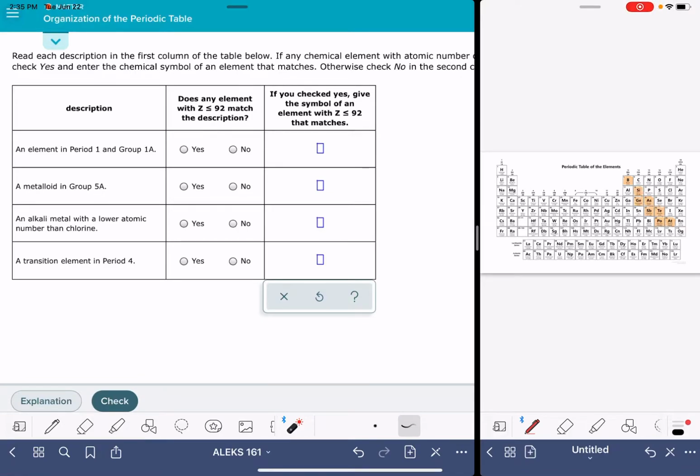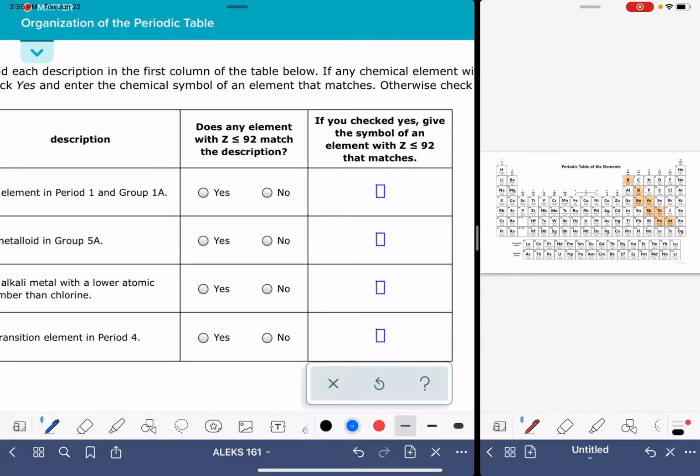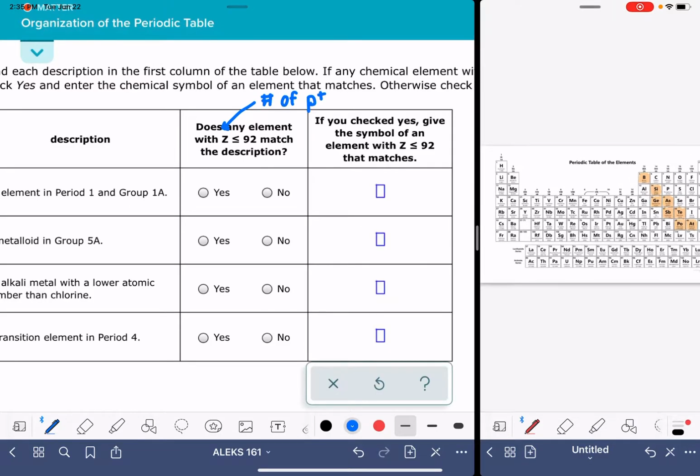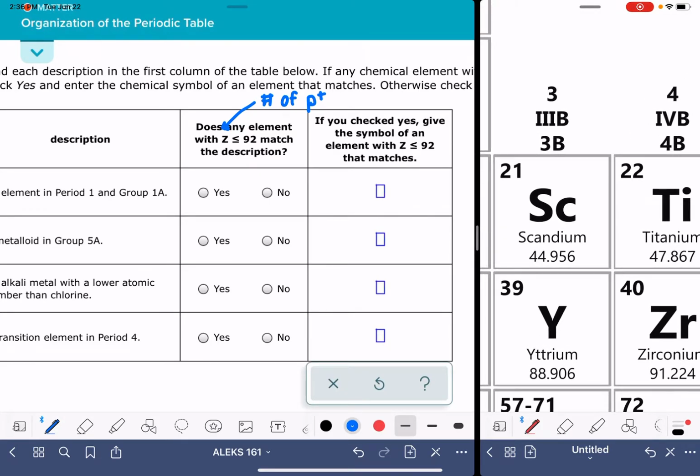In this video, I'm going to show you how to solve the ALEKS problem called Organization of the Periodic Table. This problem is going to give you the description of 4 different atoms from the periodic table, and it's asking you to see if you can find an element that has an atomic number of less than or equal to 92 that matches that particular description. So this atomic number Z is less than or equal to 92. This is going to be the number of protons in the element. And this is the number on the periodic table that we see, like for Sc, scandium, its number is 21.